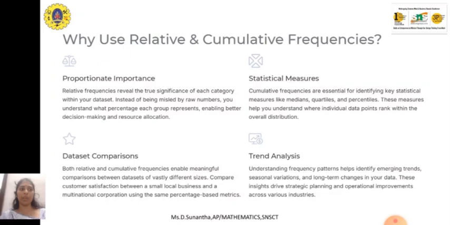Next is statistical measures. Cumulative frequencies are essential for identifying key statistical measures like medians, quartiles, and percentiles. These measures help you understand where individual data points rank within the overall distribution. Next is dataset comparisons. Both relative and cumulative frequencies enable meaningful comparison between datasets of vastly different sizes. So compare customer satisfaction between a small local business and a multinational corporation using the same percentage based metrics.